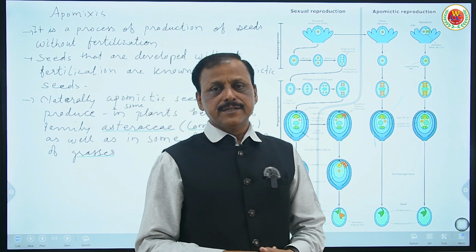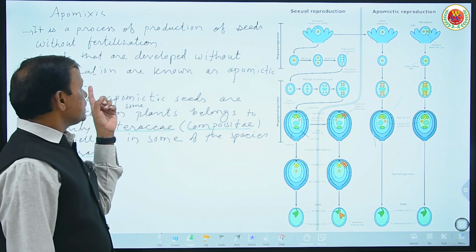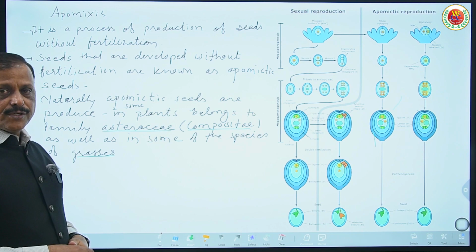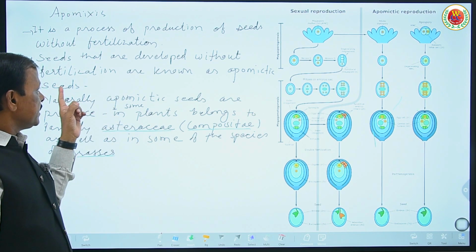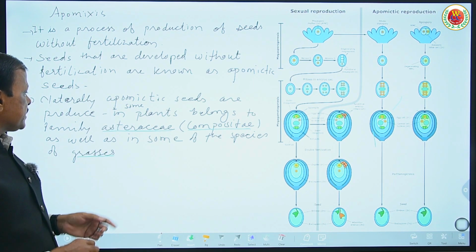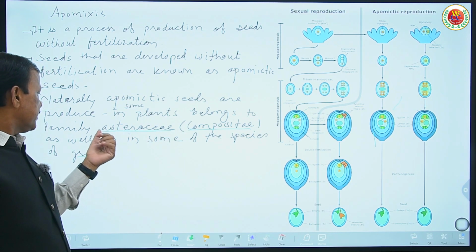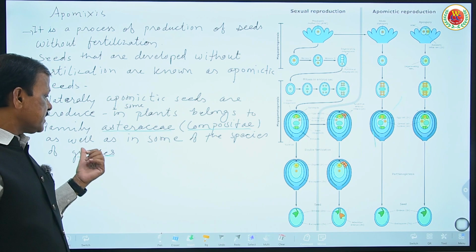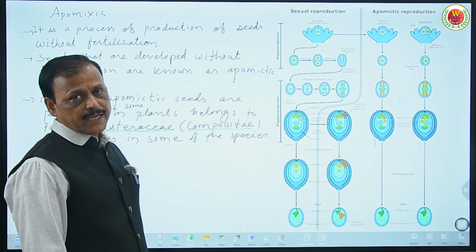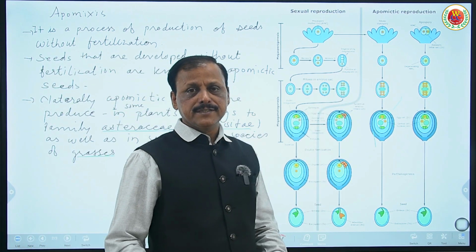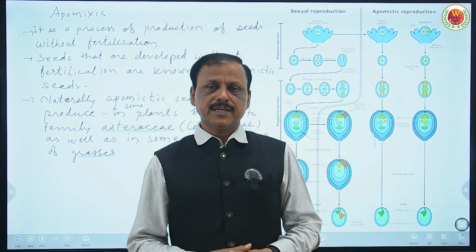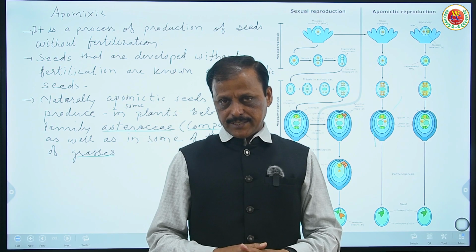Yes, once again, apomixis is nothing but production of seed without fertilization to maintain the desirable character. It can happen naturally as well as artificially. Naturally, it is very often observed in some plants belonging to Asteraceae and grasses, and artificially it can also be done, and therefore it has importance in farming to produce seeds with our desirable characters.